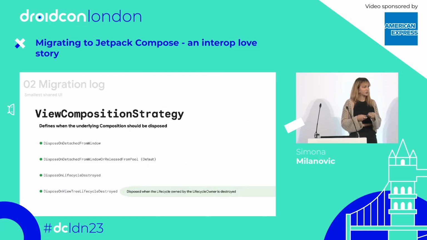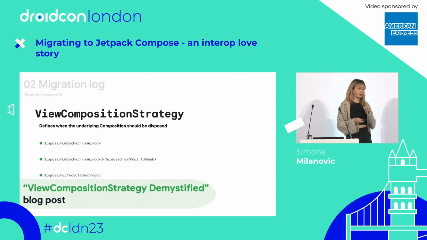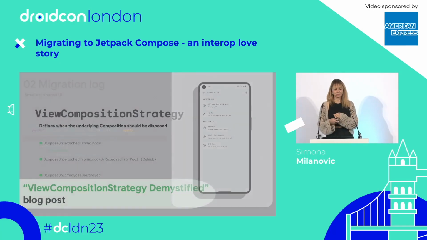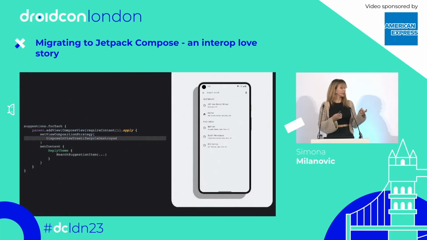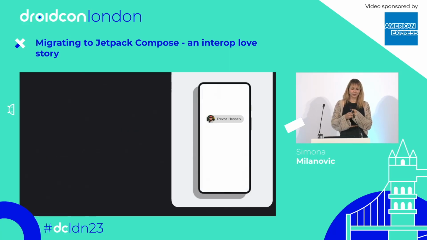And finally, this one disposes the composition when the lifecycle owned by the owner is destroyed. This might happen when you have a compose view in a view when the owner is not known yet at this stage. Now, for a lot more detail about all of these individually and how to use them, you can refer to this blog, and it might help you understand this a bit better. So now that we realize that we have a compose view in a fragment and we want to dispose when the lifecycle owned by this owner is destroyed, we use this strategy specifically.